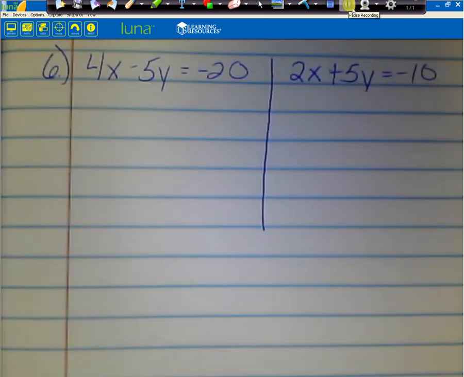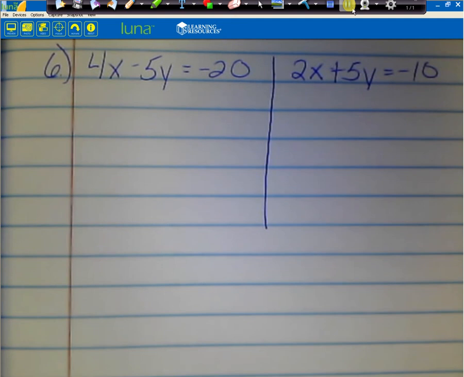Alright, here's number 6. Go ahead and write it down. This is the last one we're going to do on your video. We will save 7 and 8 for tomorrow in class. Number 6 is 4x minus 5y equals negative 20, and 2x plus 5y equals negative 10. Now again, neither one of these are ready to be graphed yet because they're not in y equals mx plus b, so that's the first thing we have to do here.